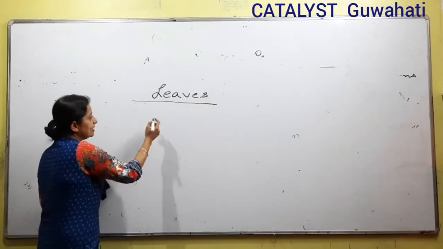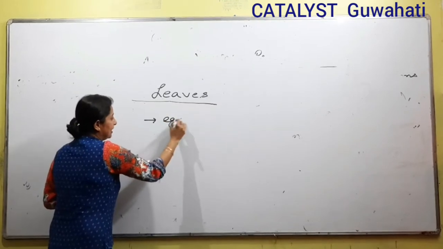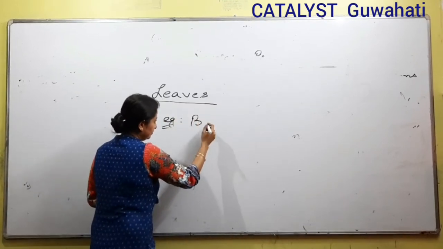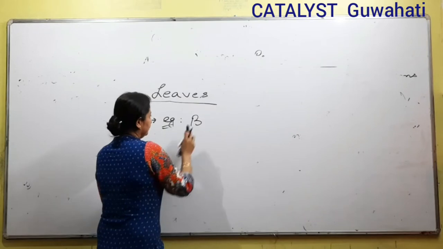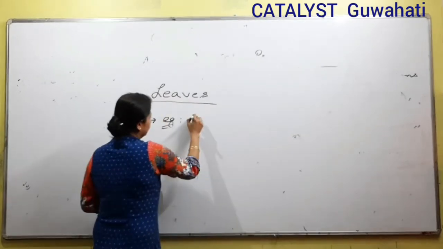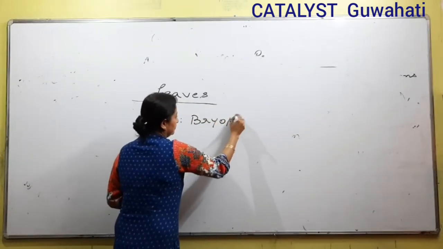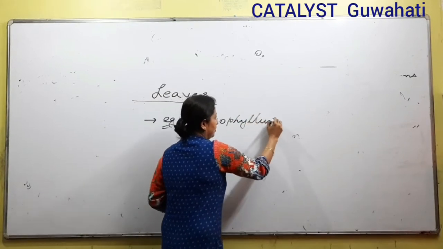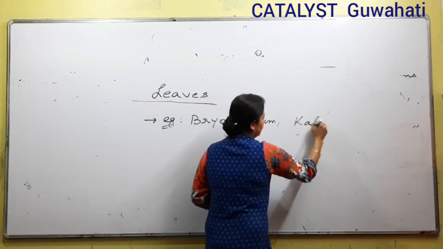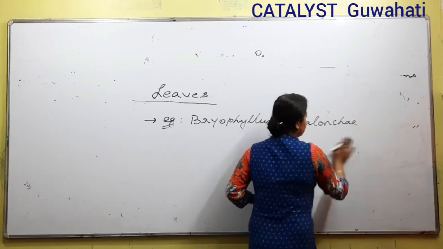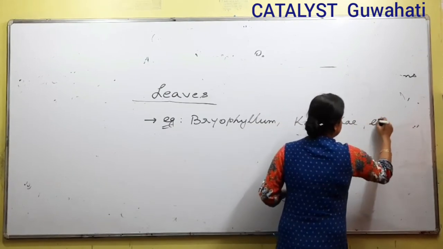And when we talk about leaves taking part in vegetative reproduction, what example do we remember? Bryophyllum, chalonsi, etc.